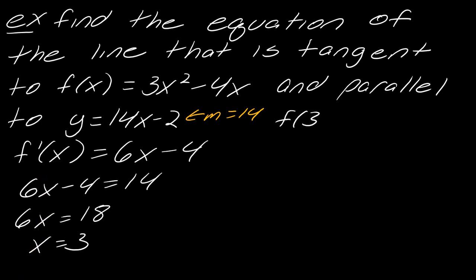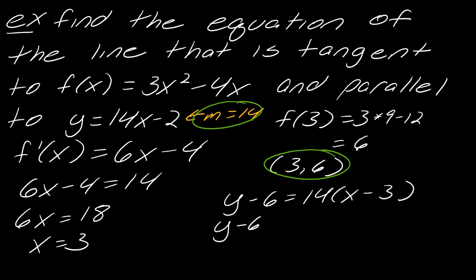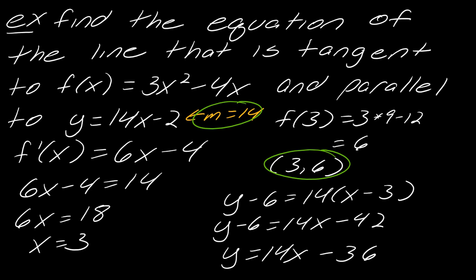So this will be f of 3, so let's figure this out. So this becomes 3 times 9 minus 12. If I figure that out, that's 18 minus 12, so that's 6. So I have the point (3, 6). And now I've got my slope, I've got my point, so I've got everything I need to figure out the equation of this line. So I can take y minus 6 equals 14 times x minus 3. So this becomes 14x minus 42. So my equation of the line will be y equals 14x minus 36. And so there you go.